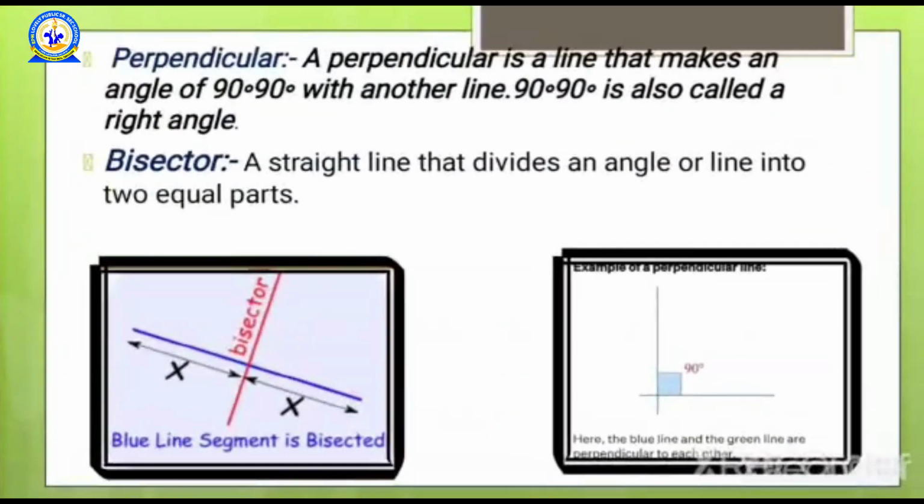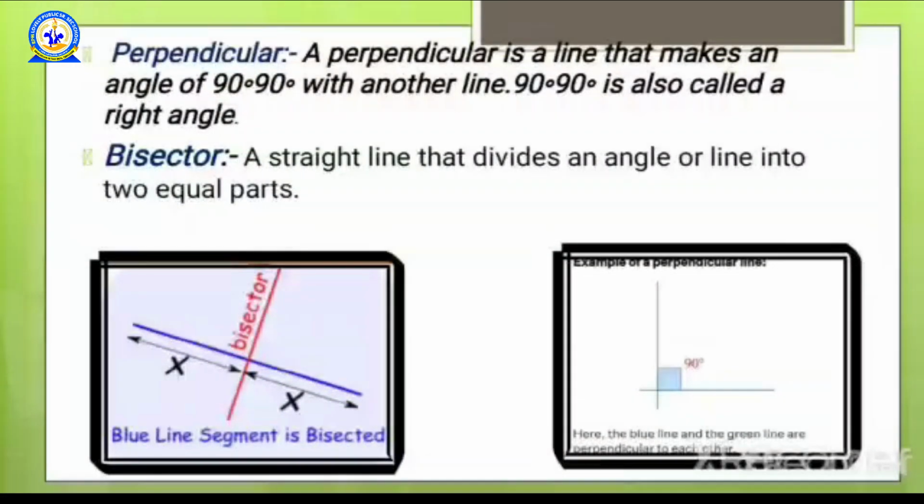Perpendicular. A perpendicular is a line that makes an angle of 90 degrees with another line. 90 degrees is also called a right angle. You can see an example of perpendicular lines in this slide. The blue line and the green line are perpendicular to each other. It makes an angle of 90 degrees.